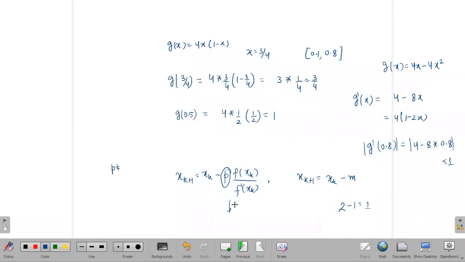Ma'am, there was one question related to LU decomposition. They have asked the determinant of mod A. They have asked the determinant of A. Determinant of A.